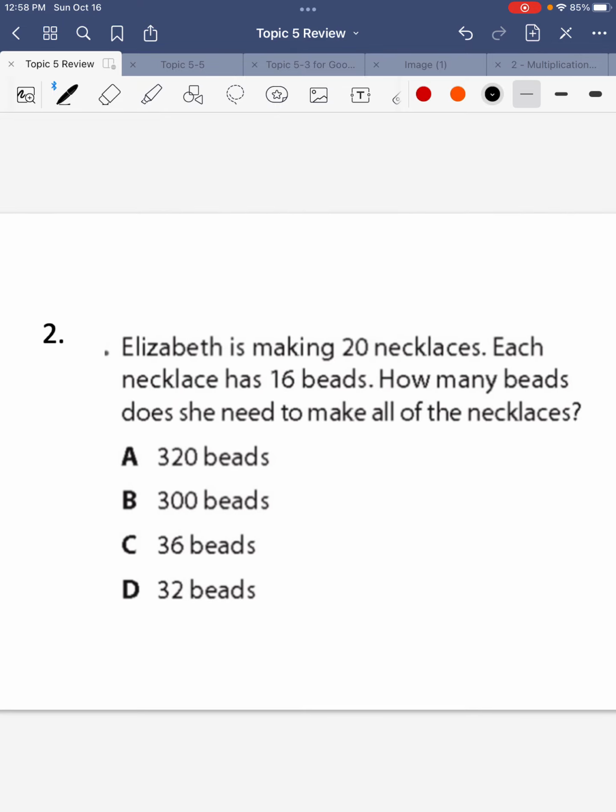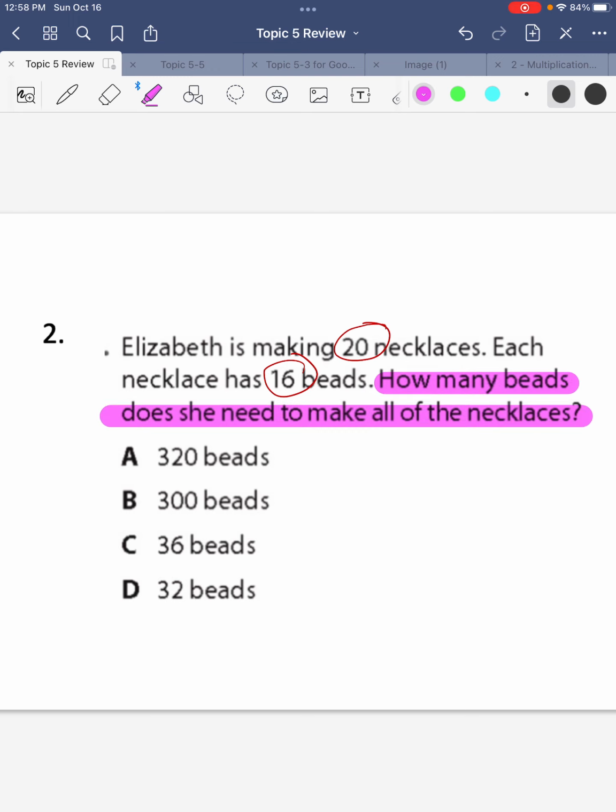Okay, next problem. Elizabeth is making 20 necklaces. Each necklace has 16 beads. How many beads does she need to make all of the necklaces? I'm going to do my cubes. I have 20, 16. I'm going to highlight my question. How many beads does she need to make all of the necklaces?